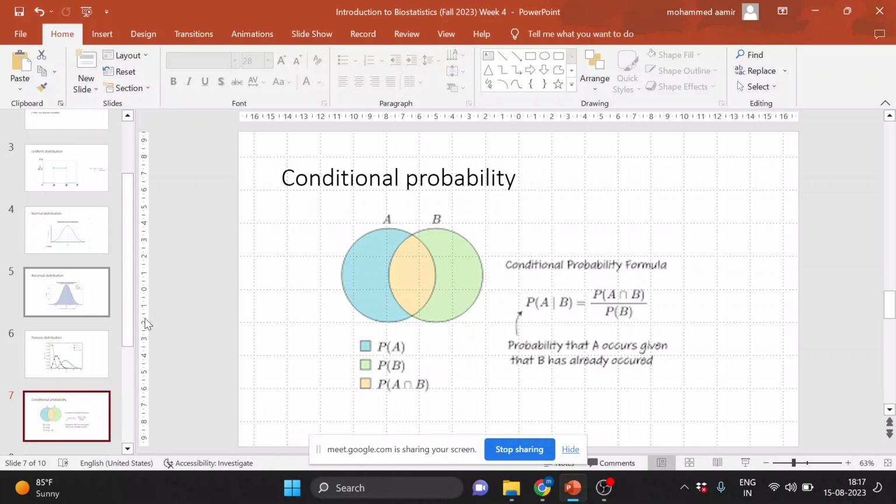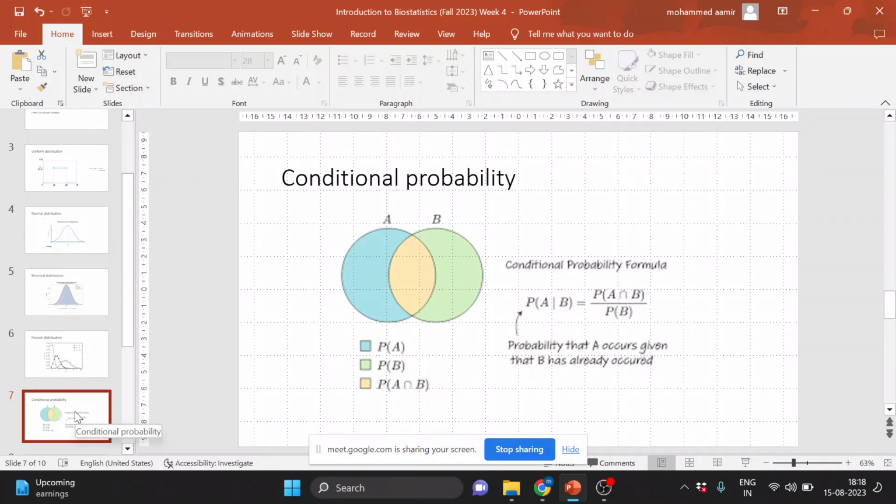For example, if you are given two sets of events that can occur, set A and set B. What is the probability of an event in set A occurring given set B? It's nothing but P of A intersection B divided by probability of B. This formula is called the Bayes theorem. It basically says: what is the probability that events in A occur given that events in B have already occurred?